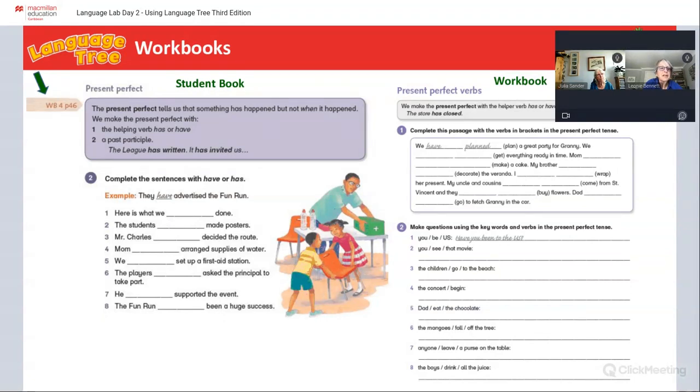So on this one, the student's book is teaching the present perfect, and the workbook page signaled is page 46, which is there on the right, practicing present perfect verbs. Next slide, please.